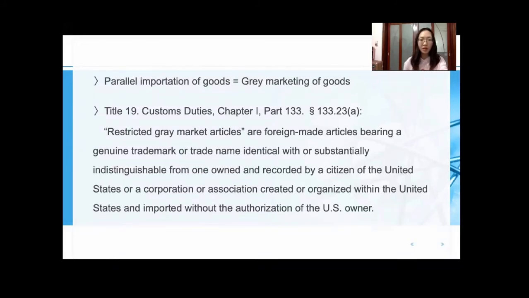According to the customs duties regulation, restricted gray market articles are foreign-made articles bearing a genuine trademark or trade name identical with or substantially indistinguishable from one owned and recorded by a citizen of the United States or a corporation or association created or organized within the United States, and imported without the authorization of the U.S. owner.